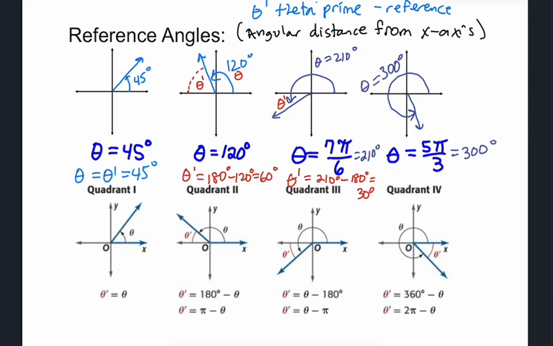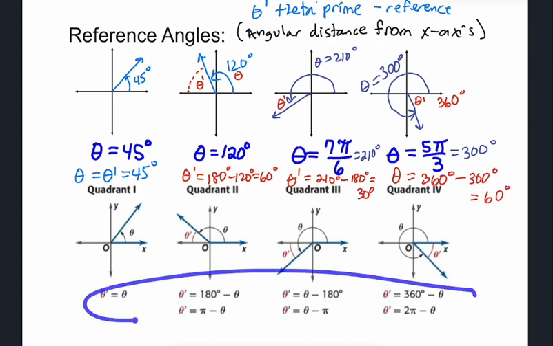And so how far away are we from touching the x-axis in the quadrant where we land? Well, that would be right here. So to find that, this time we reference 360 degrees. So it's just 360 minus 300. And that's 60 degrees.